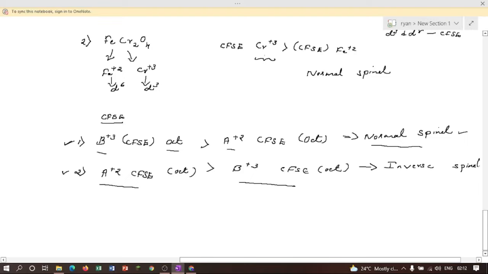In the case of FeCr2O4, the crystal field stabilization energy of the tripositive ion is greater than the crystal field stabilization energy of the dipositive ion. Therefore, this is an example of the normal spinel. Next example, that is Fe3O4.